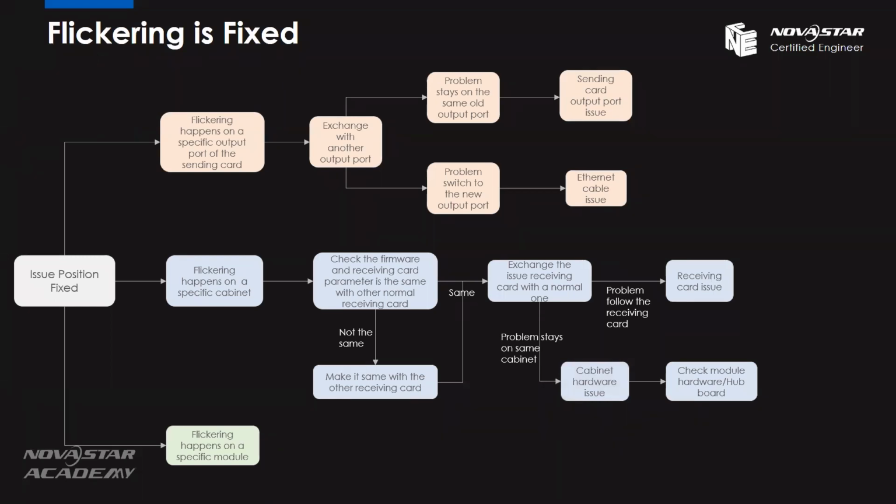Now let's move to the third situation. If the flickering happens on a specific module, which means it's not a big area, only a small module on the cabinet, then it couldn't be the receiving card RCFG file parameters, because if it were an RCFG file issue, it would not be just one module. It would be every module on this cabinet. So we directly check the flat cable and the hub board socket. They could make the module flicker. We locate the issue this way, and we can solve it.